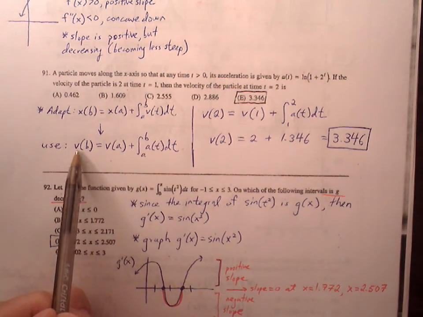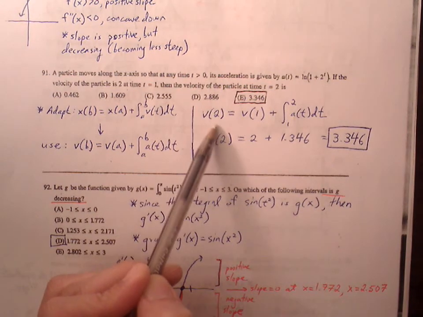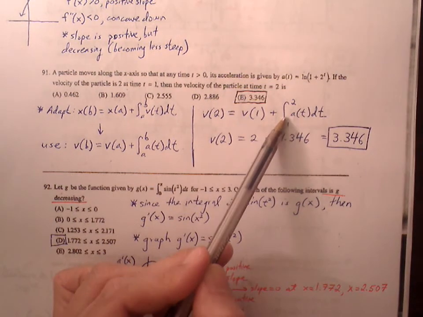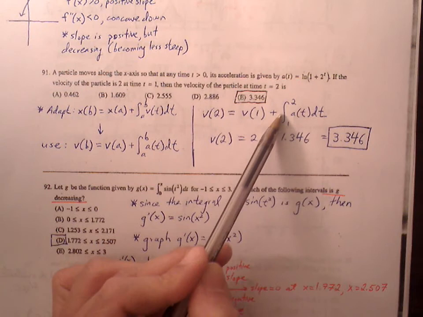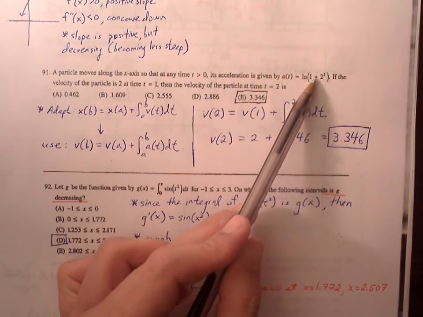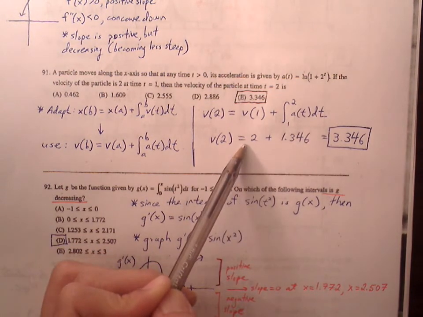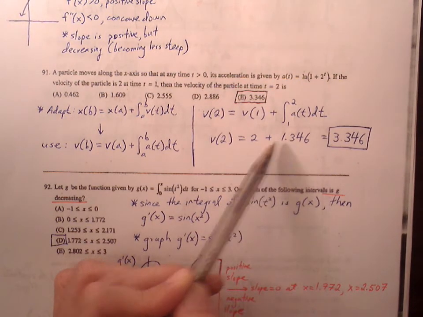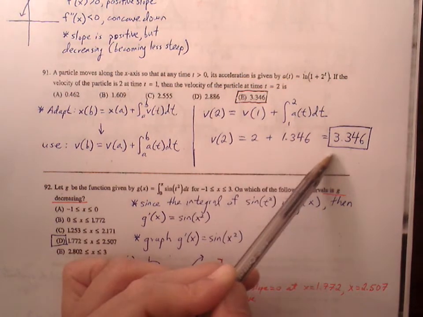So using this formula here, if I want to look for velocity of 2, I can start at velocity at 1 because that's what's given to me, and then I can bridge the gap between 1 and 2 under the acceleration function. So velocity of 1 is 2. I can use the calculator to find the definite integral of natural log of 1 plus 2 to the t between 1 and 2, and that gives me 1.346. Starting velocity plus the accumulation of acceleration, which is velocity. So if I add those together, we get our final velocity of 3.346.